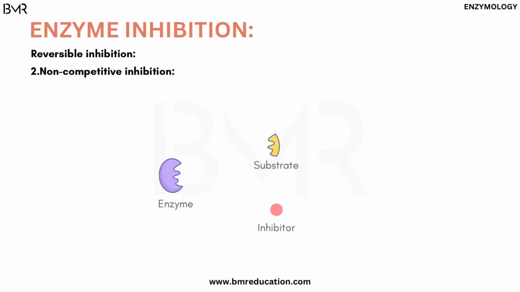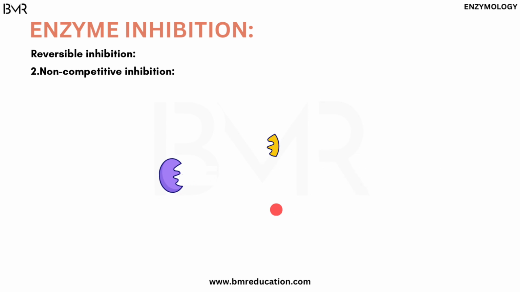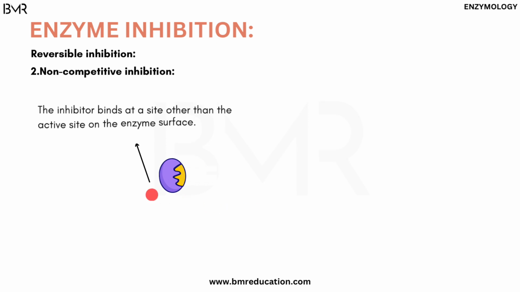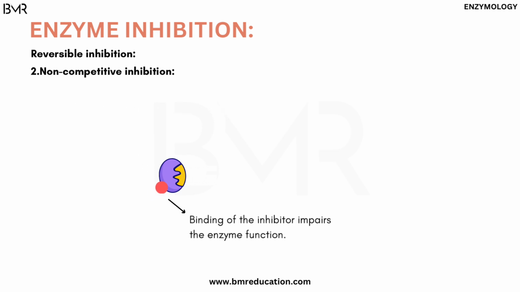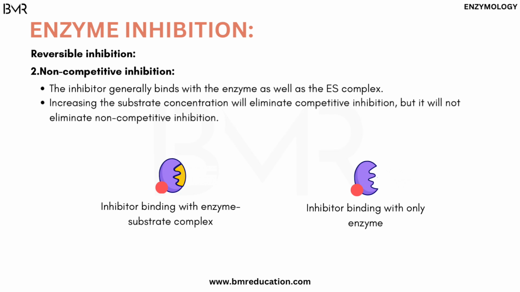Non-competitive inhibition. Here there's an enzyme, substrate, and inhibitor. The inhibitor has no structural resemblance with the substrate, and it does not interfere with the enzyme-substrate binding. The inhibitor binds at a site other than the active site on the enzyme surface. Binding of the inhibitor impairs the enzyme function. The inhibitor generally binds with the enzyme as well as the enzyme-substrate complex. Increasing the substrate concentration will eliminate competitive inhibition, but it will not eliminate non-competitive inhibition. The Vmax is reduced, but the Michaelis constant value is not changed.